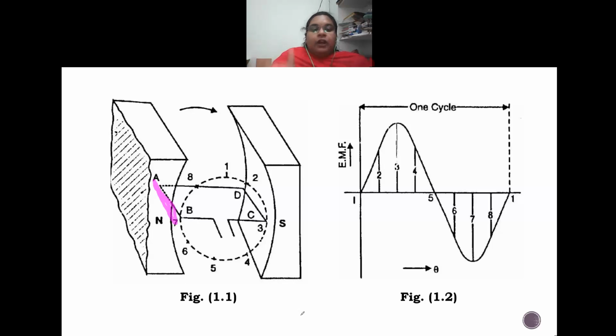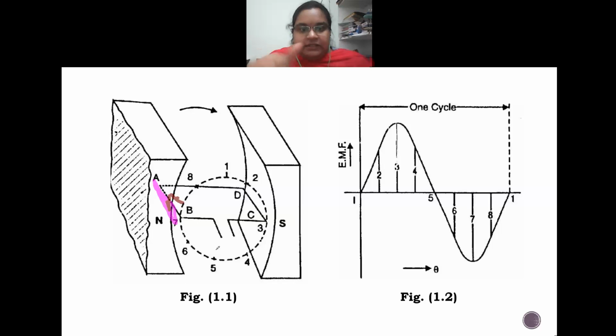So now he's saying that we have the field from north to south, and again we are showing the direction of the motion of the conductor. Now I can say that the direction of the induced EMF will be given by the central finger. So I'm just putting it like this. That means the direction of the EMF will be from B to A, from B to A.